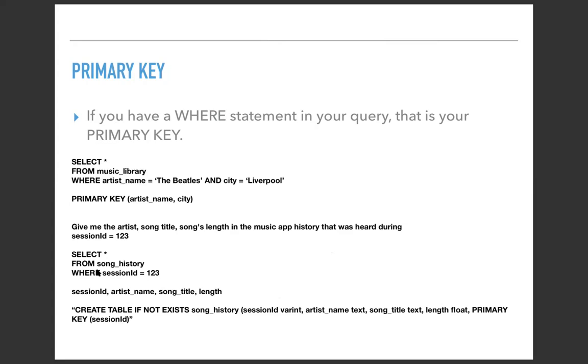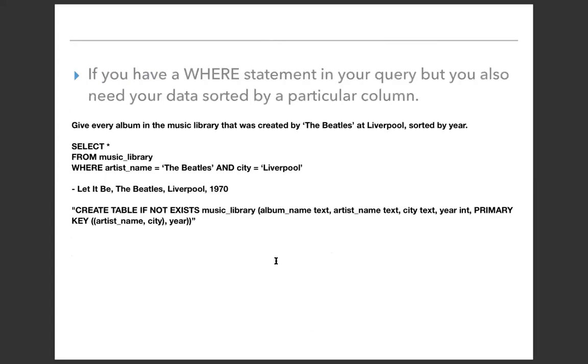Whatever you have in your where statement, that is going to be your primary key, because that's how you want your data to be partitioned. Now, there will be some cases where you have a where statement, but you also want your data to be sorted by a particular column. So if you have a where statement in your query, but you also need your data sorted by a particular column, this is what you're going to do.